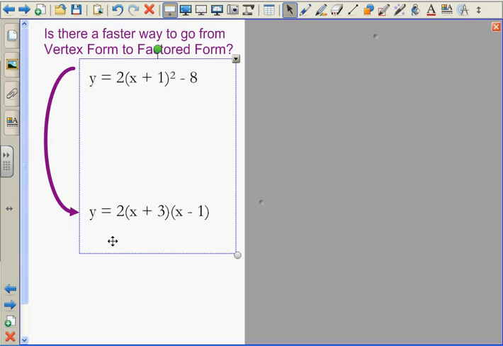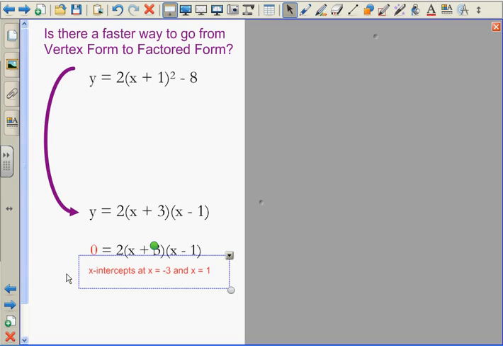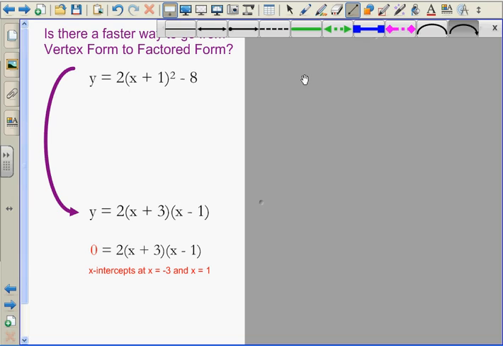Remember, x-intercepts happen when y is 0. And we were thinking about, okay, what would make each of these sets of parentheses 0 so that when I plugged in, I would get 0 out. And if you remember, we said that we would get x-intercepts at negative 3 because that causes this to be 0, and positive 1 because that causes the second parentheses to be 0. So here's a thought. If we could figure out the intercepts from vertex form, so go straight from here.